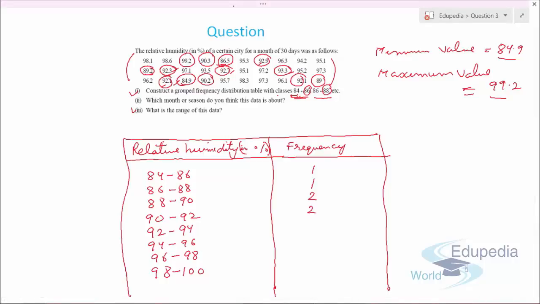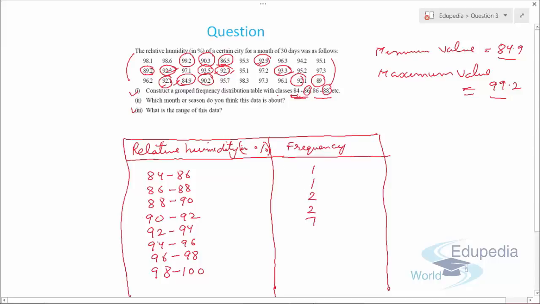So let's do it again. 1, 2, 3, 4, 5. So we have 1, 2, 3, 4, and this is also the value 5, 6, and 7. So we have 7 values. So we need to write 7 over here, right?